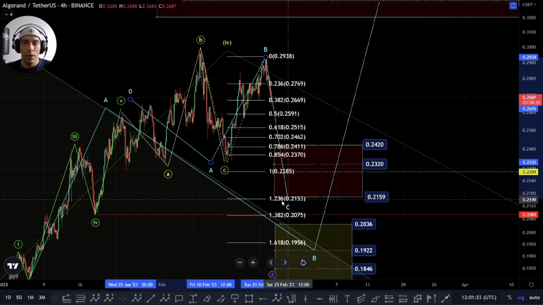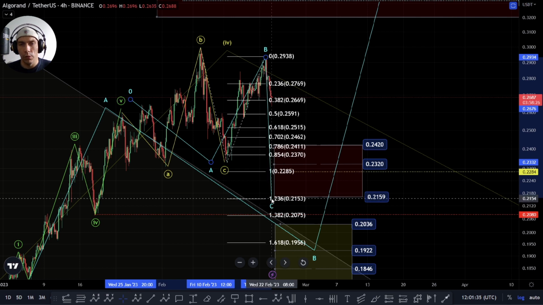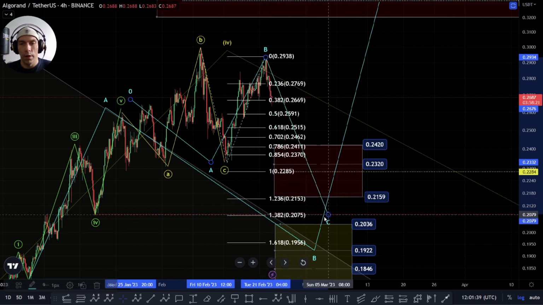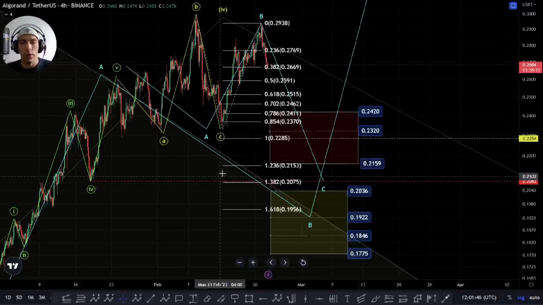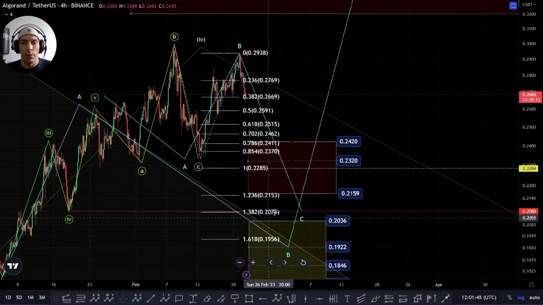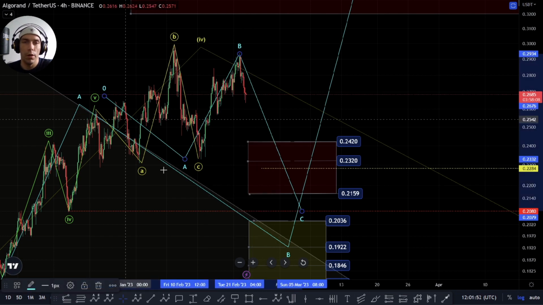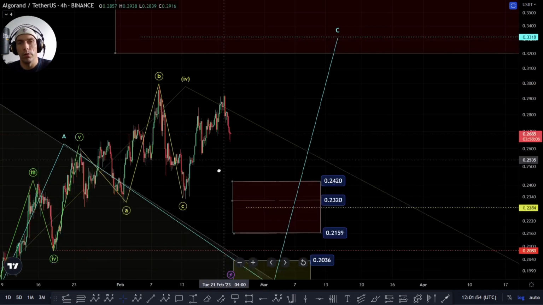Although if this does extend down, potentially we could look to retest this 1.236 at this 21.53. And this 20.75 range at the 1.382 would actually line up quite nicely with this fourth wave here. So that'll be an area we need to keep an eye on if we do actually move down. So these are still possibilities. We need to just monitor how we react from here to see.